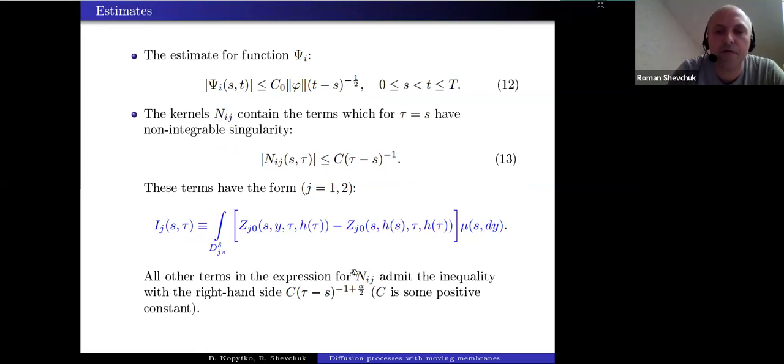All other terms in the expression for kernels Nij admit the inequality with the right-hand side tau minus s to the power of -1 plus alpha half. Here there is some positive constant. But this one integral causes problems because inequality 13 doesn't allow us to use a method of successive approximations for this system. Concerning a function psi, we obtain the inequality 12.